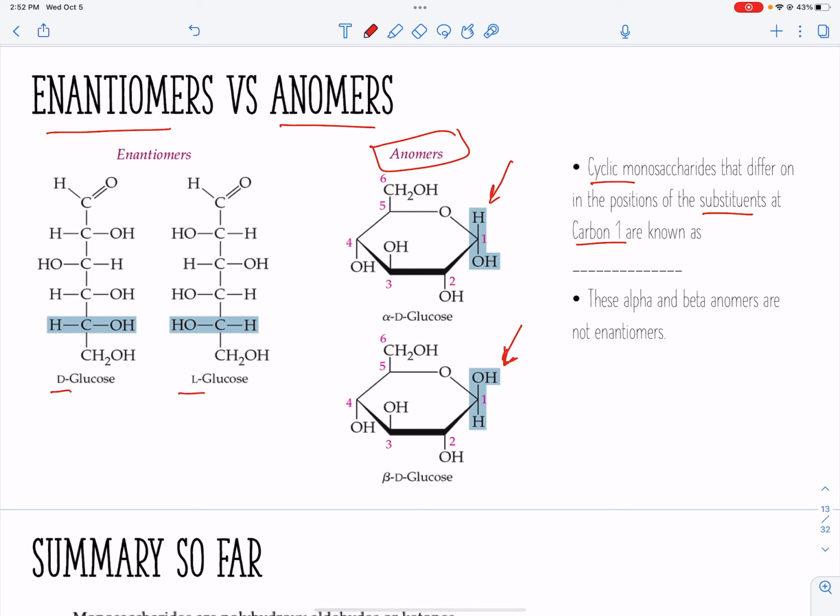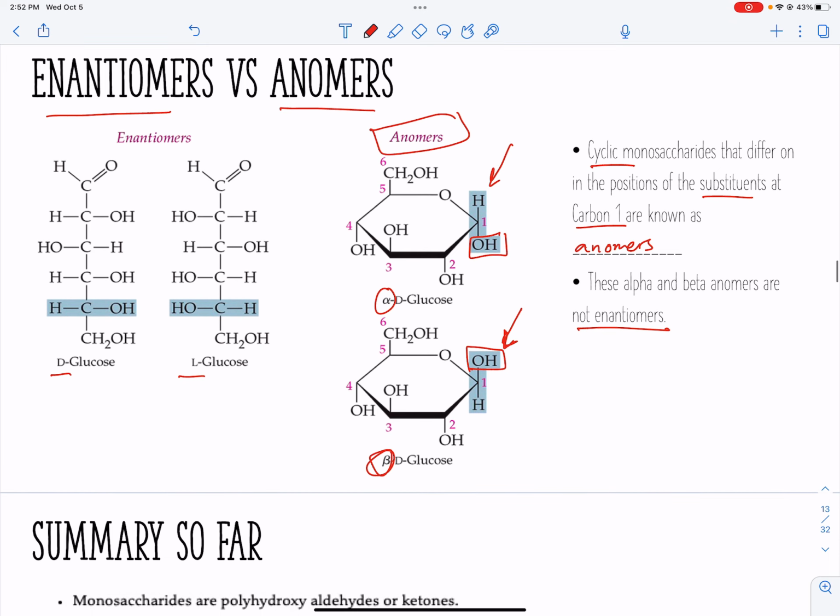You notice that on the top one, the OH is oriented down, so that's alpha. In the bottom one, the OH right here is oriented up, so that's beta. These are known as anomers. These alpha and beta anomers are not enantiomers. We don't call these mirror images of each other. These are just for the cyclic structure, differentiating these two forms of the cyclic monosaccharide. I know that's a lot of vocabulary, but make sure you know the difference between enantiomers and anomers.